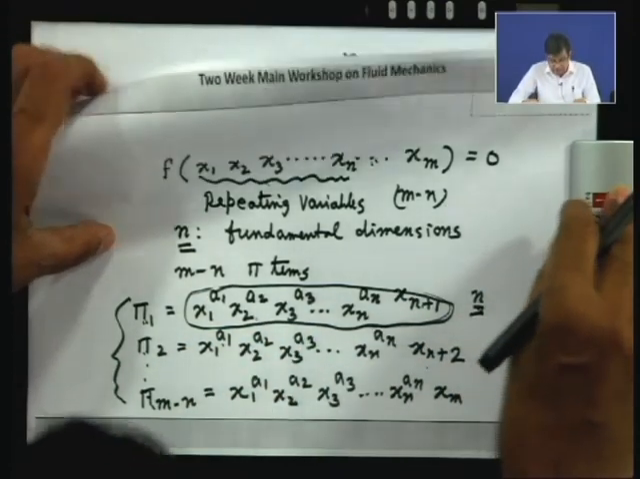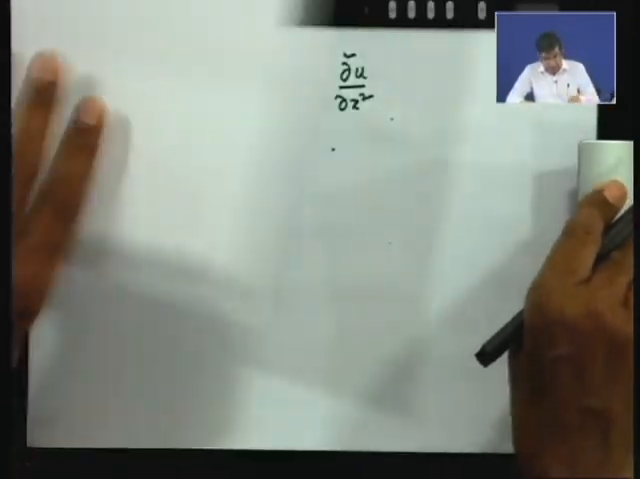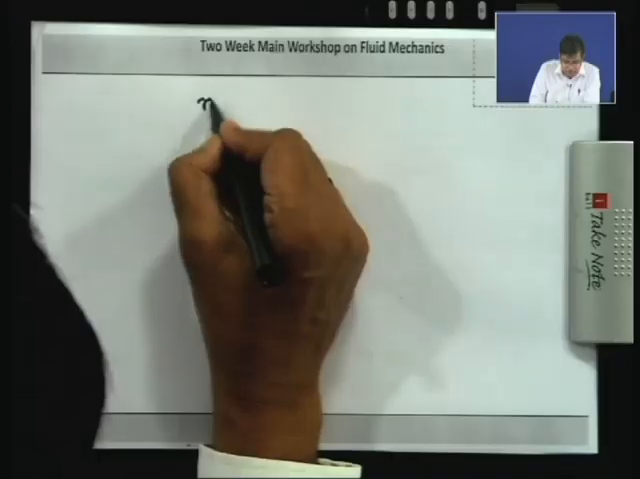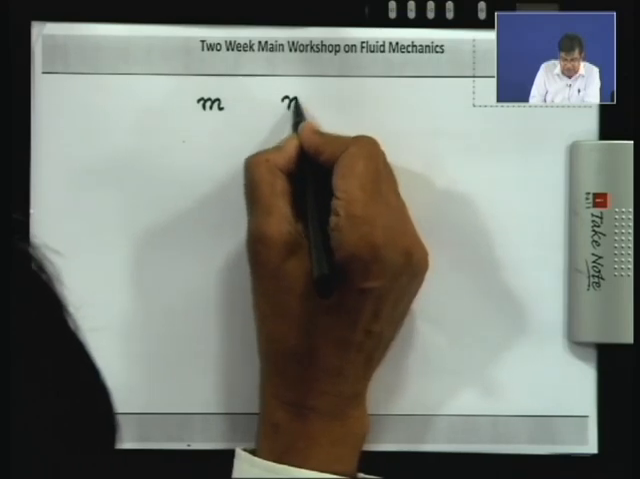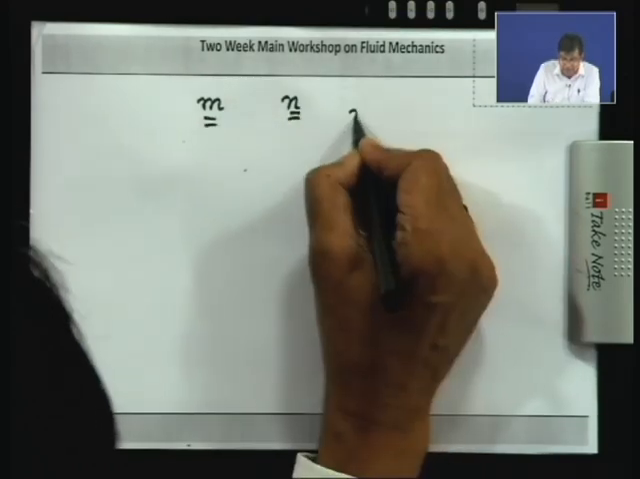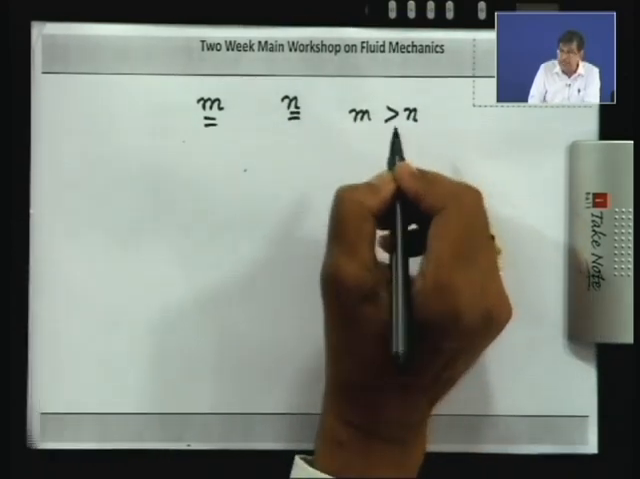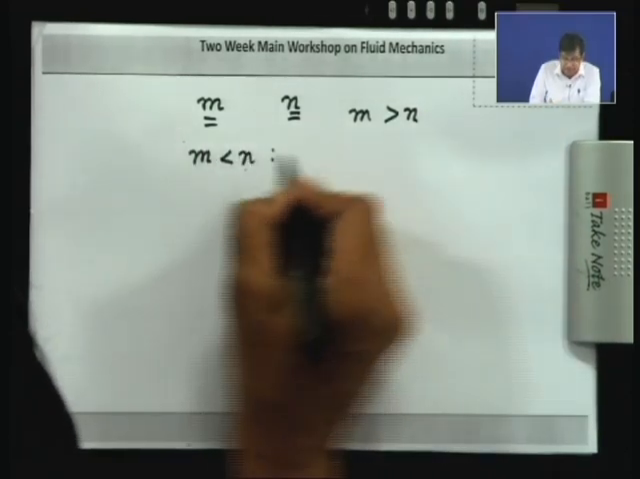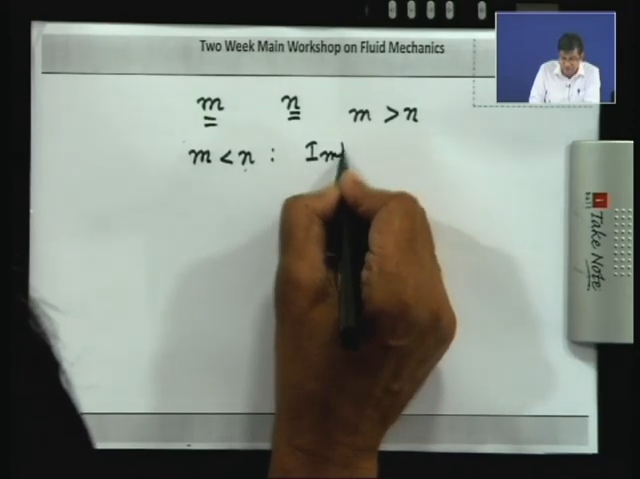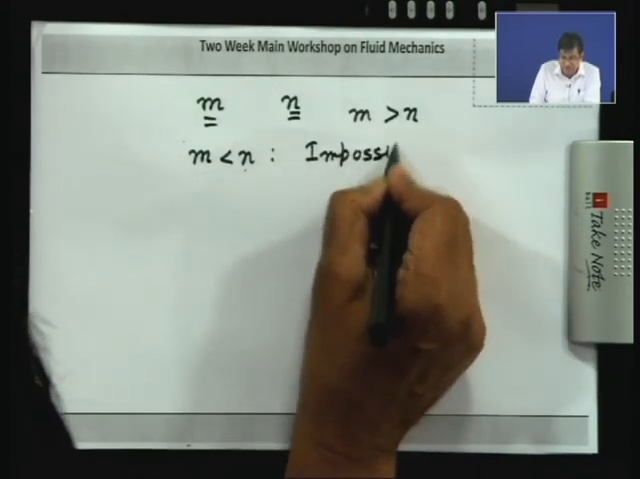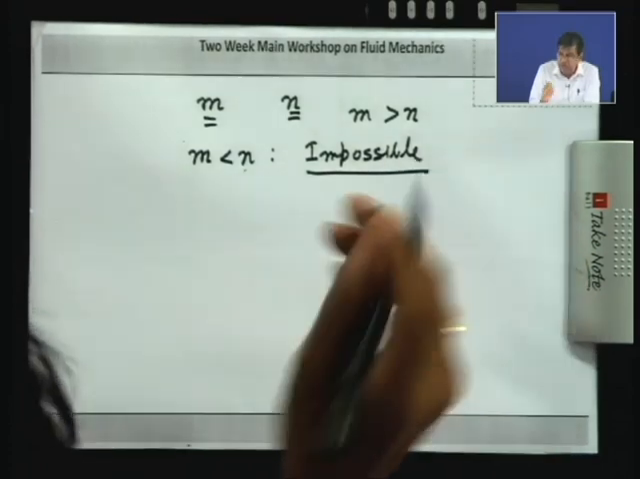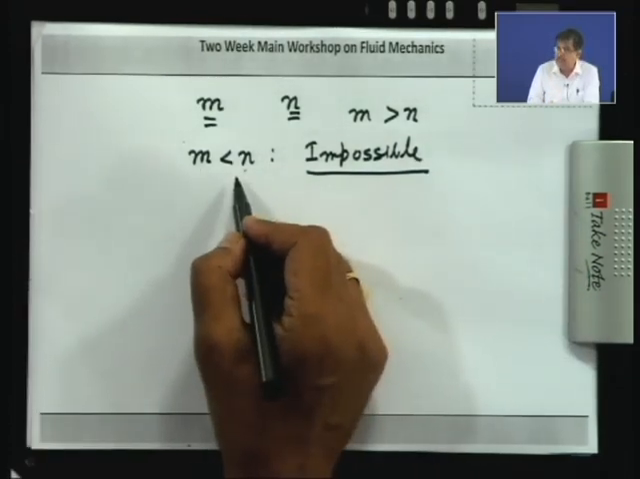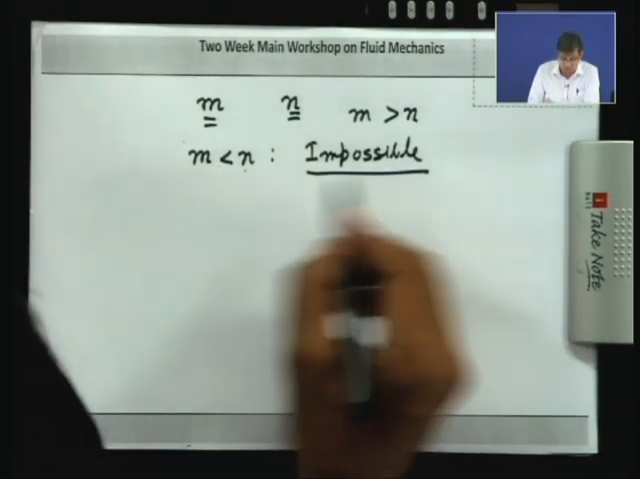Now, before I go to the next step to solve a problem, I tell you the implication of m equal to n. So far, we have considered that m is the number of variables and n is the number of fundamental dimensions, and m is greater than n. Now you can ask me about m less than n. It is impossible. No physical process is described where the number of physical variables is less than the fundamental dimensions expressing the variables. Not possible.